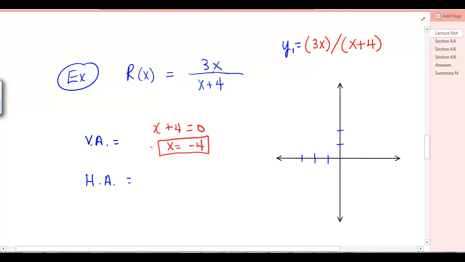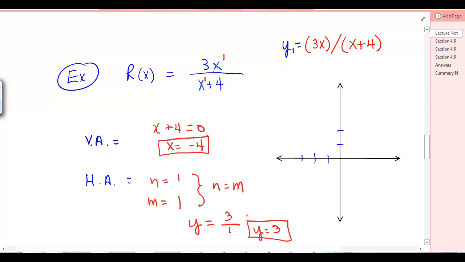For the horizontal asymptote, we want to look at the degrees. We need to find out what n is and what m is. Well, you want to look for the degree. There's an understood 1 there. There's an understood 1 there. So n is 1, m is 1. That gives me n equaling m. And remember, we said then it was y equals leading coefficient, which is 3, over leading coefficient, which is 1. So we have y equals 3 is our horizontal asymptote.